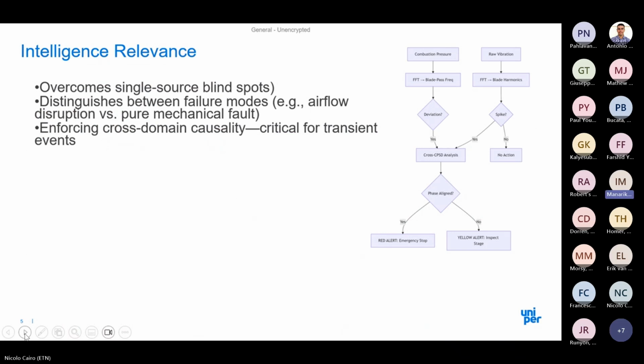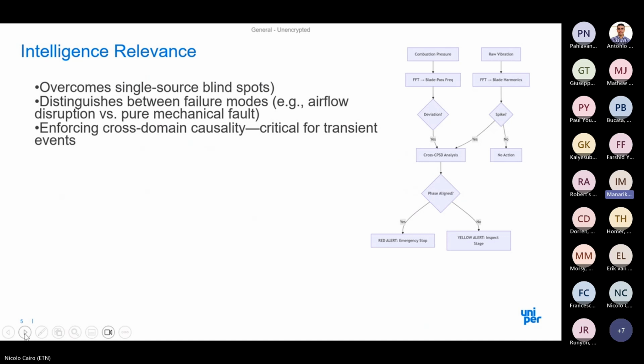Okay, so this is one of the logic that could overcome single source blind spots. So how the vibration and combustion could work together. We can see it's a dual signal streams. We begin by monitoring two signal sources: combustion pressure, typically from pressure transducers, and roll vibration, usually from the casing or blade mounted accelerometers.